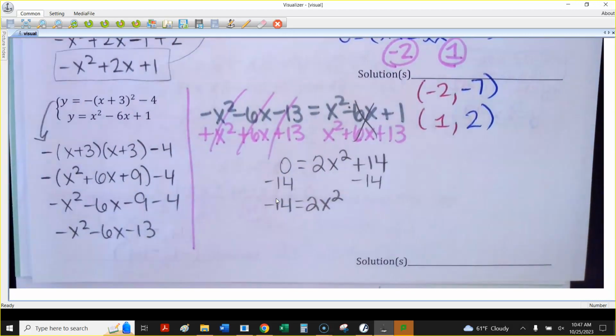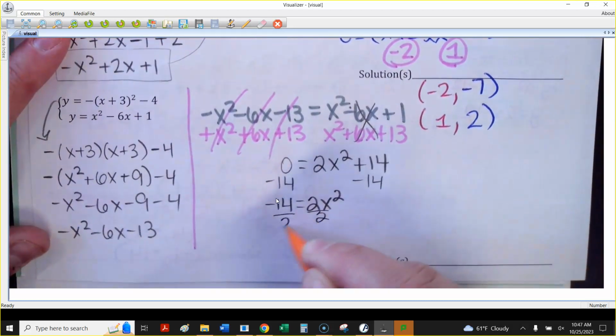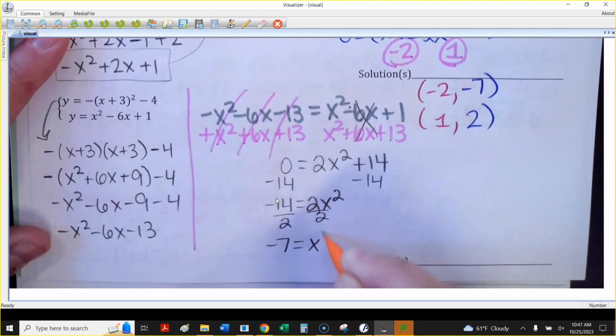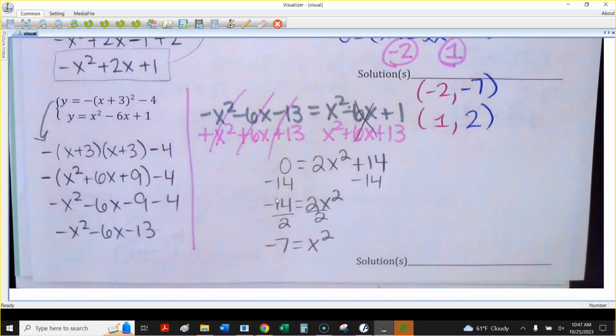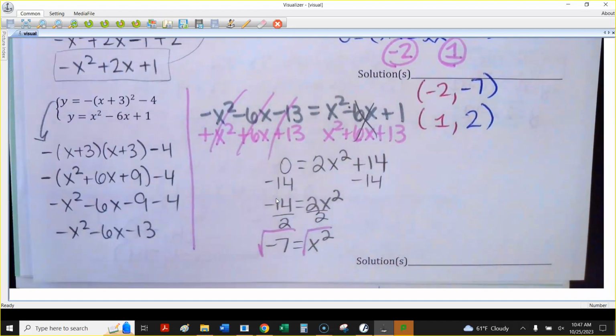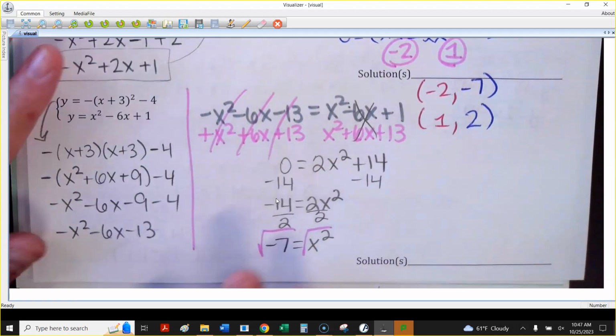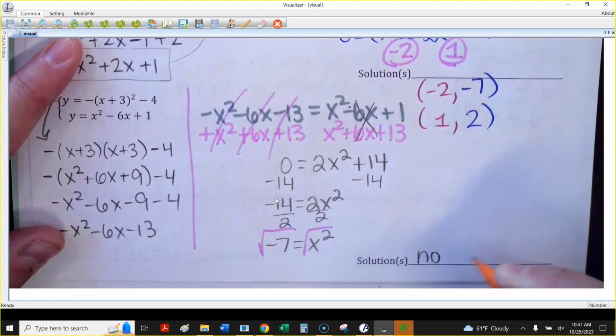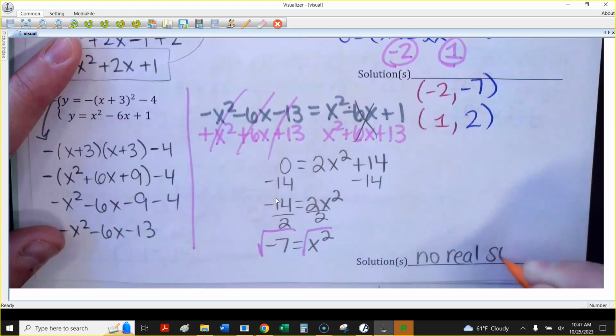Then what do you want to do? Yep. Okay, how do I get rid of the x squared? You just square root. Square root and squared cancel each other out. Now, here's my question to you. What's the square root of -7? This is an imaginary number. Okay, yes. Now, in terms of this right now, we're just going to write no real solution.